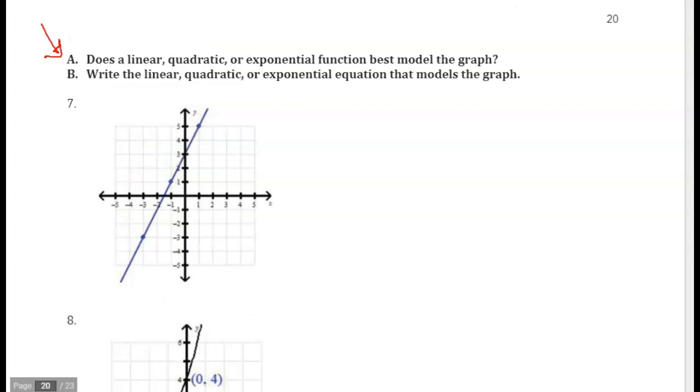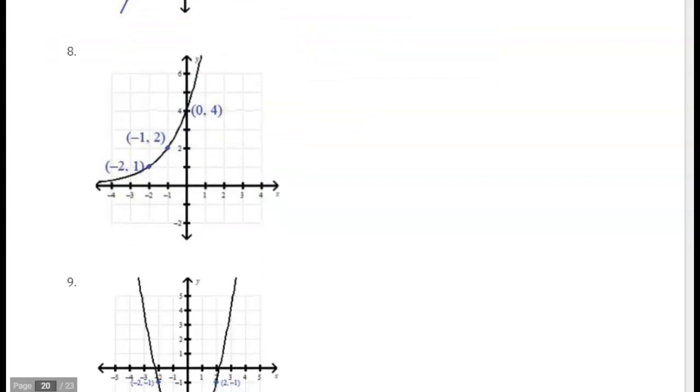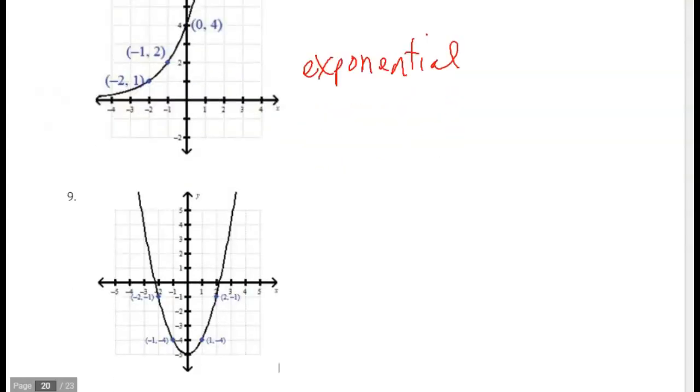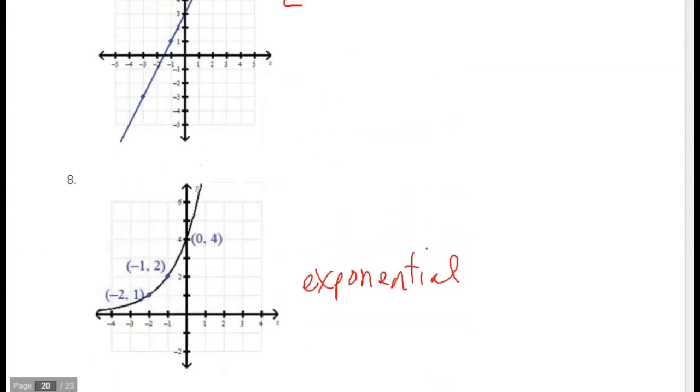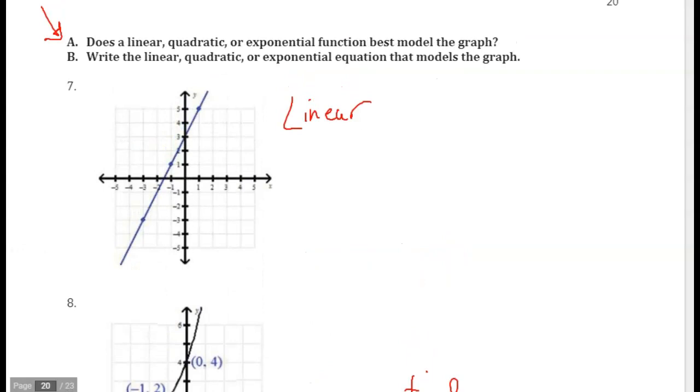So I really hope, guys, after being in this class, you can look at this and say linear line without even thinking about it. Right here, going up by a curve, exponential. Here, U-shape, quadratic. You should be able to do them just that quick. That's why I think this is a relatively easy section.